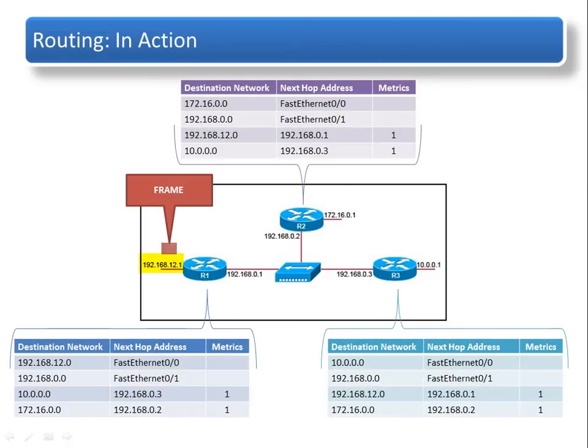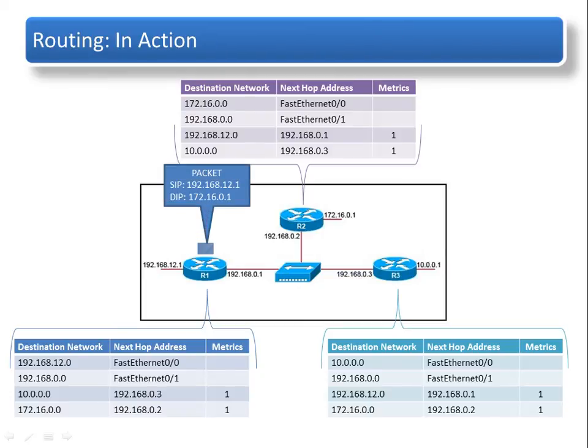A host on network 192.168.12.0 wants to communicate with a host on the 172.16 network. So begins the routing process. The host determines that the receiver belongs to another network and it must pass the message to its network's default gateway. The gateway, router 1, strips the packet from the frame to reveal the message destination address. In this case, the message is meant for host 172.16.0.1. With this information, the router can calculate the receiver's network address and try to match this destination network address with an entry in its routing table. As we will see, the router will find a match.